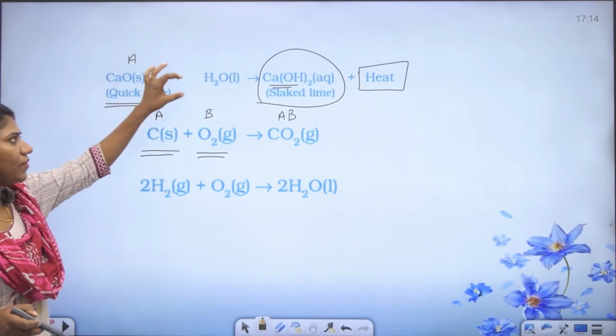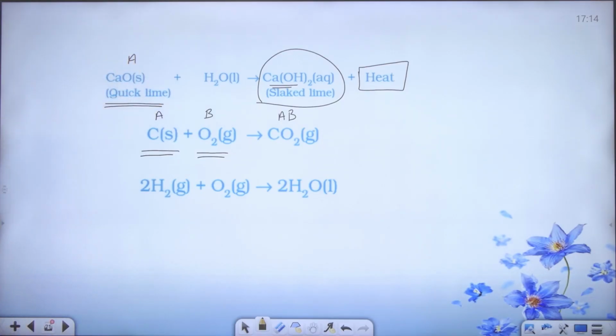Calcium oxide and water combine to form a single compound, calcium hydroxide. Calcium hydroxide is also known as slaked lime. And the common name of calcium oxide is quicklime.